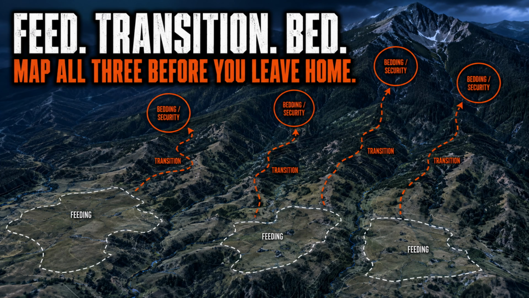And then balancing that out with being able to get into those security areas, right? And then you're going to start to pattern those elk in there and know that they're going to go from feeding at night and then they're going to transition up into bedding in the morning.